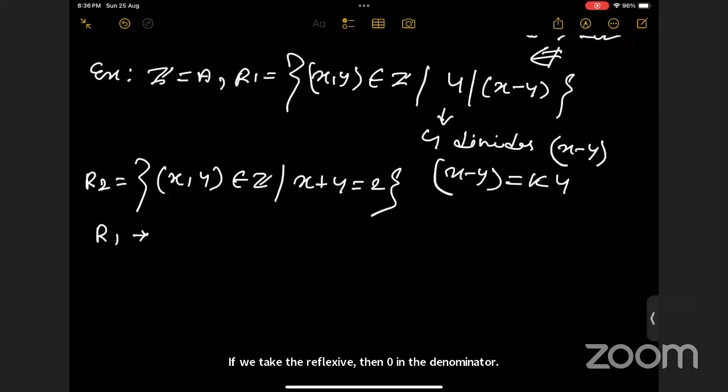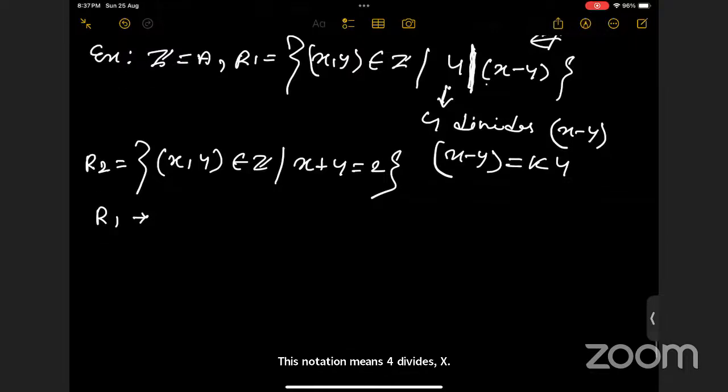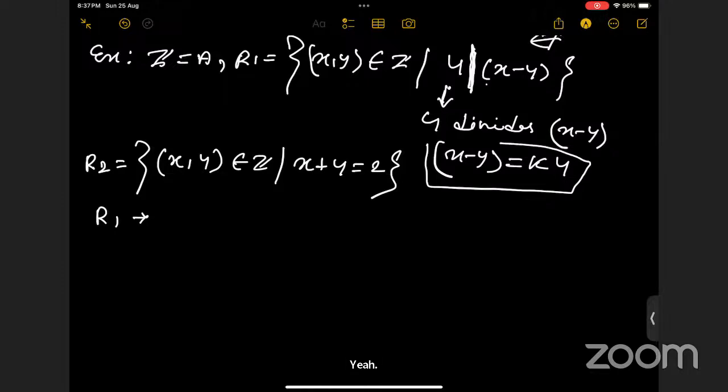I just wrote (2,2). 2 minus 2 is 0. This notation, the vertical pipe, means 4 divides x minus y. It is not in the denominator. 4 can divide 4, no? Then 4 divides 0. Does it make sense? Yeah. Any integer divides 0, right?